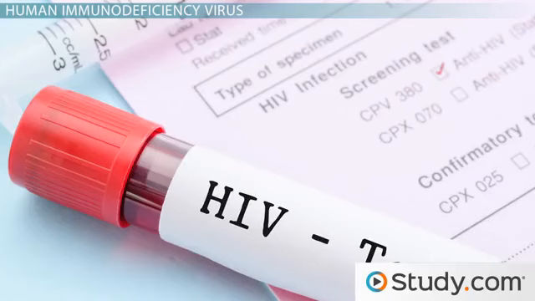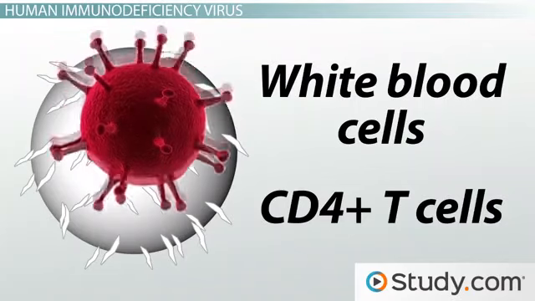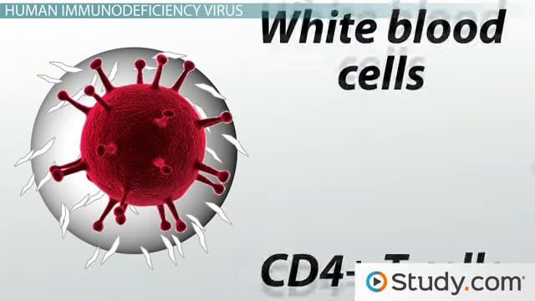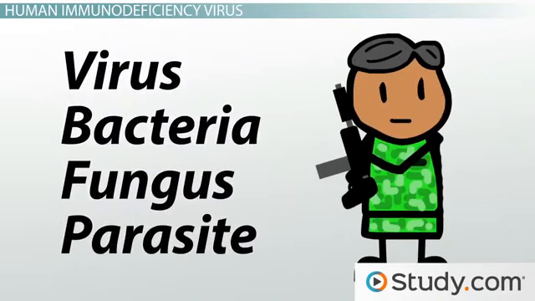This is why it's important to get tested regularly for HIV if you have any risk factors for transmission, such as sharing needles or having any type of sex where body fluids are exchanged. HIV loves to attack white blood cells, called CD4-positive T cells, which are critical for your immune system. When these and other immune cells die in large numbers due to HIV, your body has no army left to fight off an intruder, such as a virus, bacteria, fungus, or parasite.